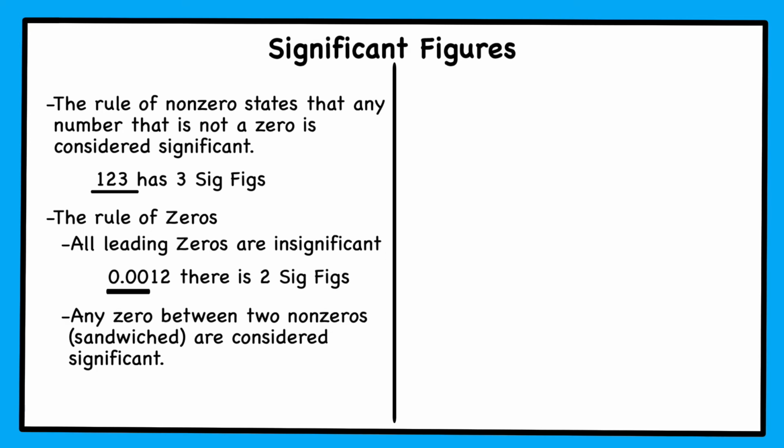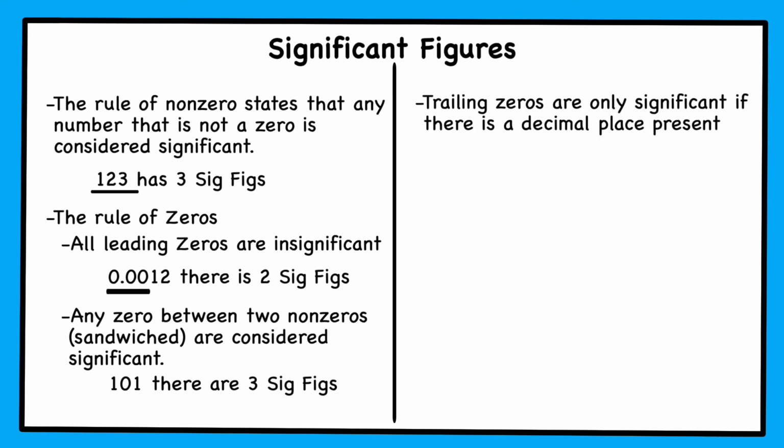So, in 101, we would have 3 significant figures: 2 non-zeros, which are our 2 ones, and 1 sandwich zero, which is our zero in between our 2 non-zeros. The final type of zero that we are going to talk about is our trailing zeros. A trailing zero is any zero after the last non-zero number and is only significant if there is a decimal point. So 100 does not have a decimal point, so it only has 1 significant figure, and that would be the 1, which is a non-zero.